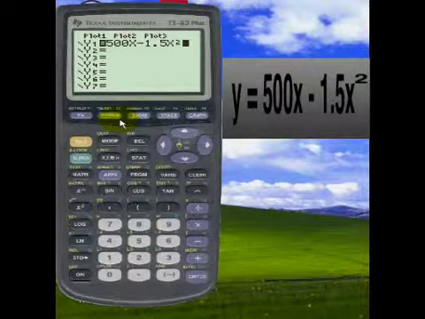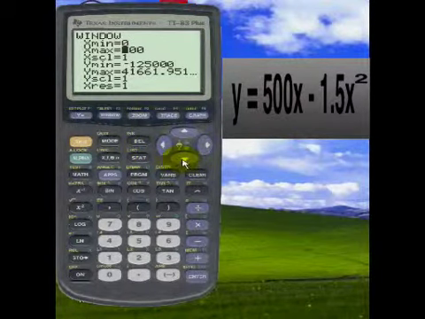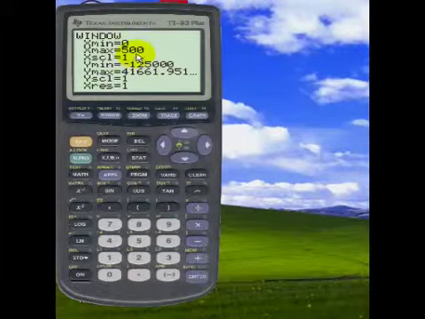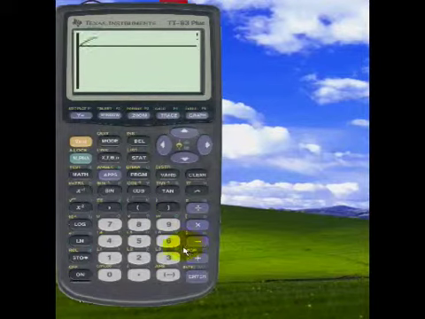We have to set a window for this function. I hit window. The minimum should be 0. The maximum I put at 500 for x right now because we have 1,000 feet of fencing. You're not going to have more than 500 for the width. Let me set my scale at 1 and click zoom 0. And now it's calculating and it's going to graph that function in that window.